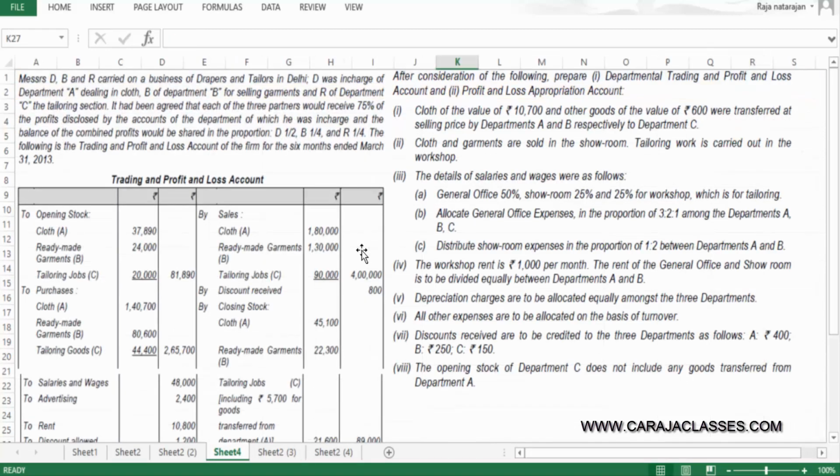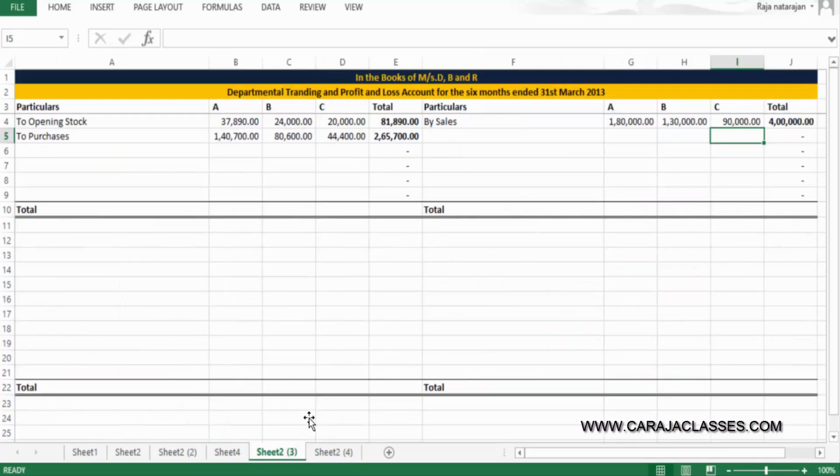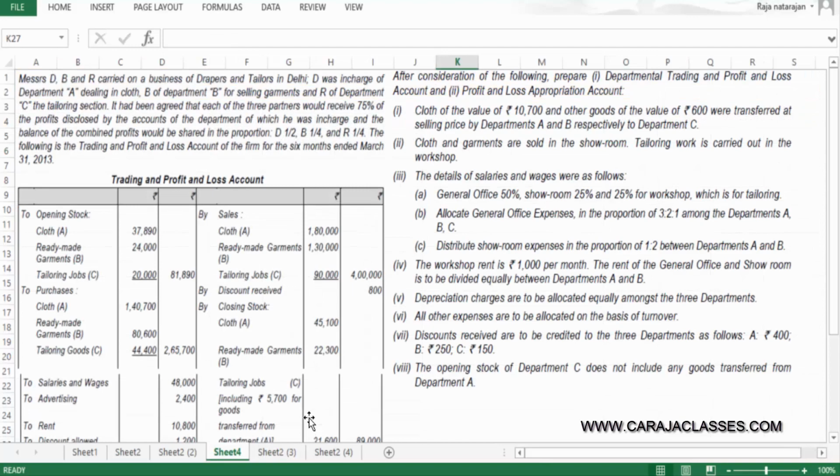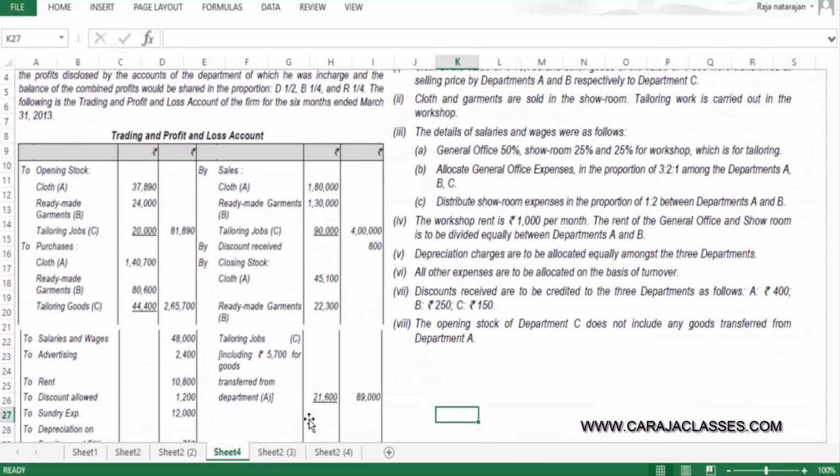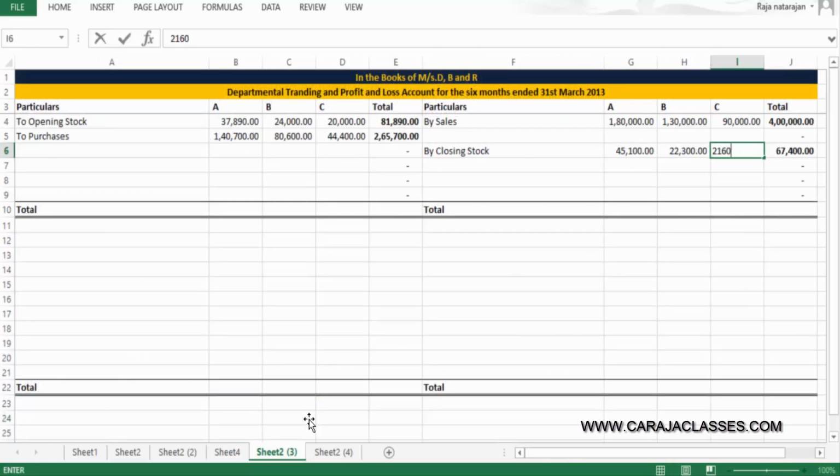And any other additional information? Yes, there is a closing stock. Closing stock of A, B and C is also available. Let me just leave a line here, and here I'll write closing stock. It's 45,100 for A and 22,300 for B, and for C it is 21,600. So that is also captured.